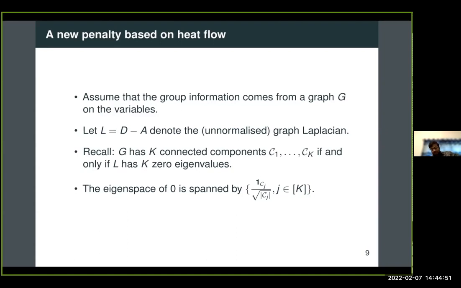Right. So L will denote the unnormalized graph Laplacian. And we'll recall this basic result from spectral graph theory, that your graph has k connected components C_1 to C_k if and only if the Laplacian has exactly k zero eigenvalues. And the eigenspace of 0 in that case, one particular basis for that eigenspace is basically this set. So indicators of groups. Okay. Indicators of the connected components. So using this basic result, we will design a penalty which will encode the Laplacian inside the penalty, and we will not need to specify the groups in advance.